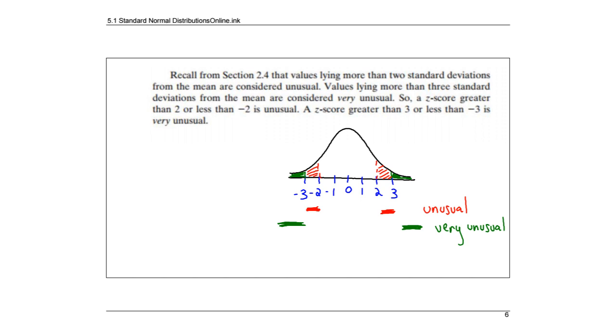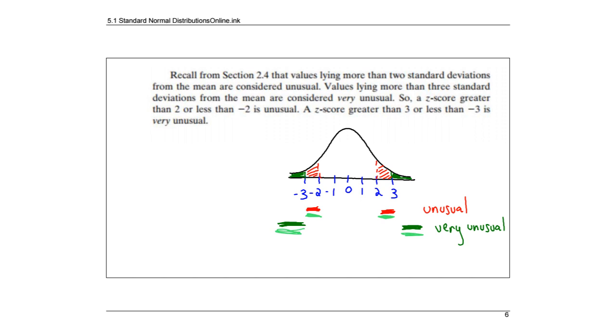Standard deviations above the mean are all to the right. And then we have -1, -2, -3. Those are all standard deviations below the mean, and so they're to the left. For unusual, we want to either be greater than 2, so that's this right here, or more than 2 below the mean over here to be unusual. Once we pass the 3 on this side or the -3 on this side, then we've gone to very unusual.